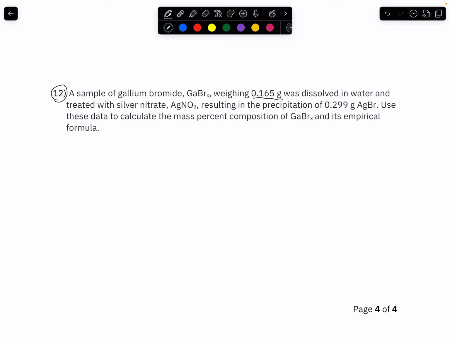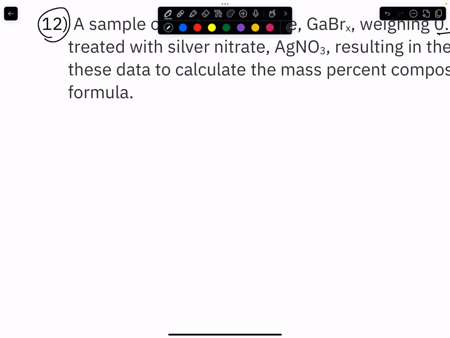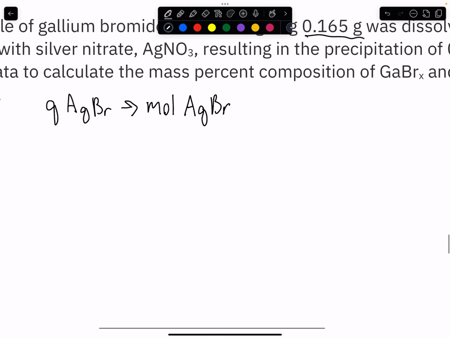So first, what I'm going to notice is that we have our grams of gallium bromide, and I'm also going to notice that we have a precipitate of grams silver bromide. And what I'm going to do is use my grams of silver bromide, and we want to get that to moles silver. I almost wrote silver bromide. Change that to moles bromide.